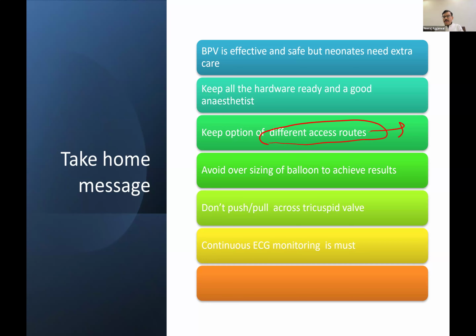Always use continuous monitoring. Keep an idea of when to use the retrograde route. When you're dealing with a newborn, you should know when you want to use the retrograde route. Tyshak size and jet score should be kept in mind when you're deciding a route based on the valve morphology. So thank you for this presentation.